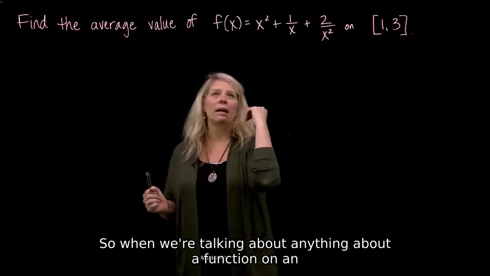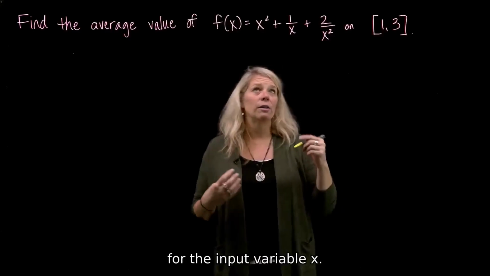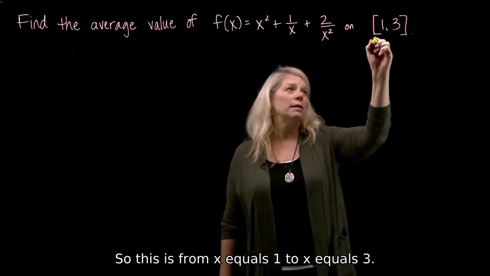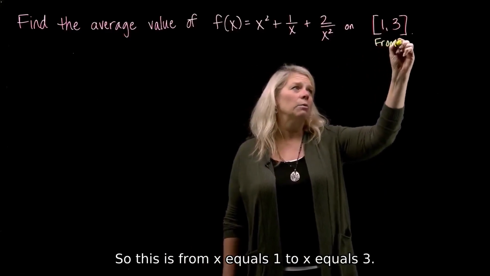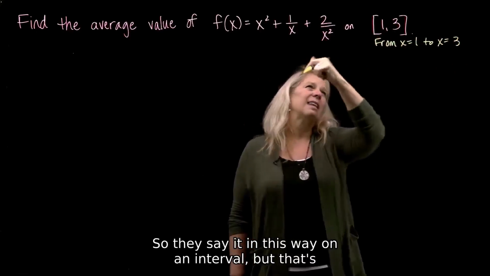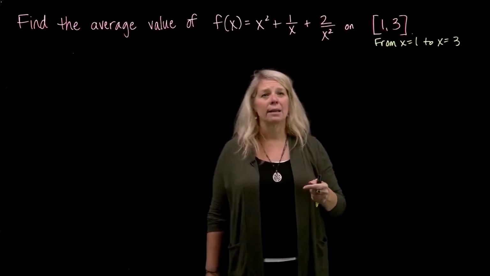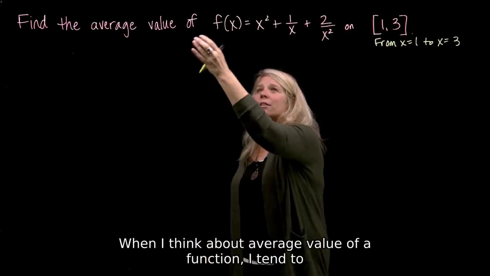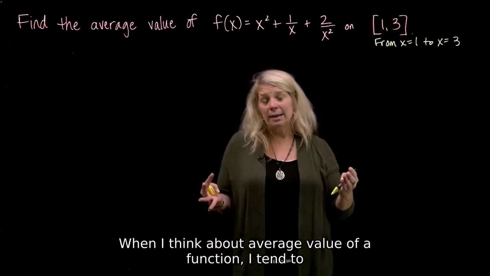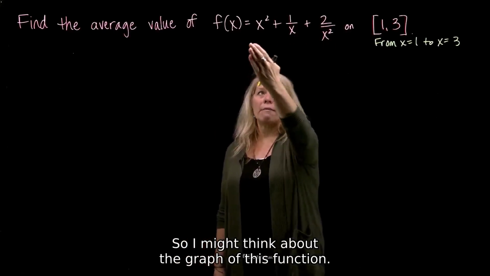So when we're talking about anything about a function on an interval, these are values for the input variable x. So this is from x equals 1 to x equals 3. So they say it in this way, on an interval, but that's what that actually means. When I think about average value of a function, I tend to think about that geometrically and graphically. So I might think about the graph of this function.